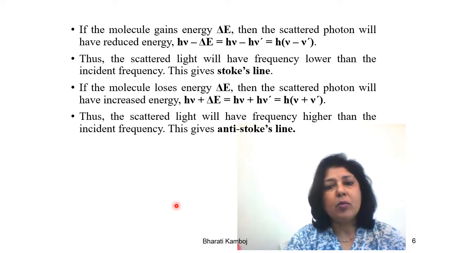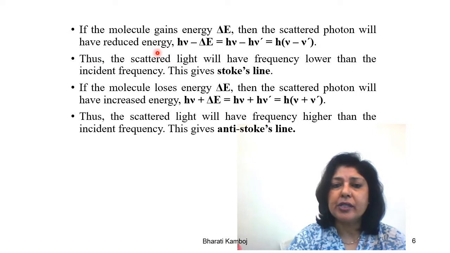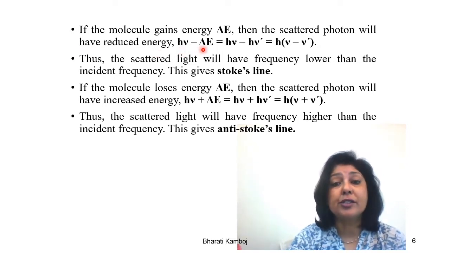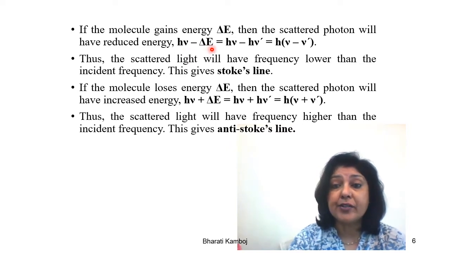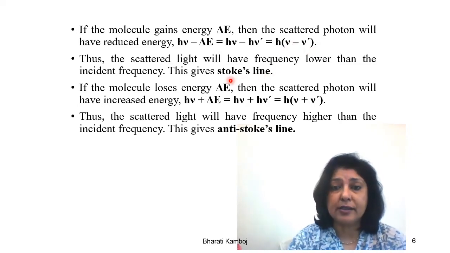So if the molecule gains energy delta E, then the scattered photon will have a reduced energy. Already it had energy h nu, so its new energy becomes h nu minus delta E, that is h times nu minus nu dash. So its frequency decreases. This gives us the Stokes lines.